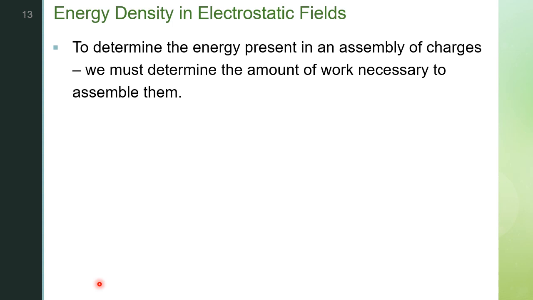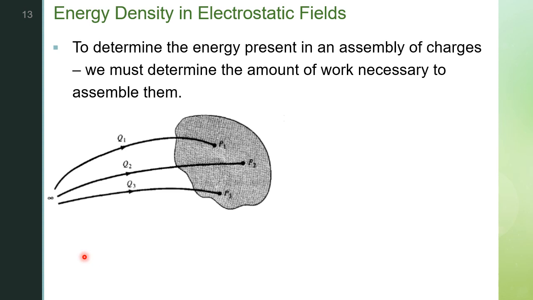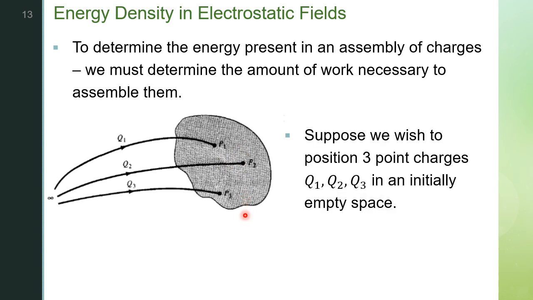So that is, we are finding the work done in bringing the charges from infinity and placing them at certain points. Here we are assuming that we are bringing charges Q1, Q2, Q3 from infinity and placing them at particular points P1, P2, P3. So we are bringing the three charges one by one. That is, initially this region is an empty region. It doesn't contain any charge particles. We are bringing the charges one by one from infinity and placing them at those points.